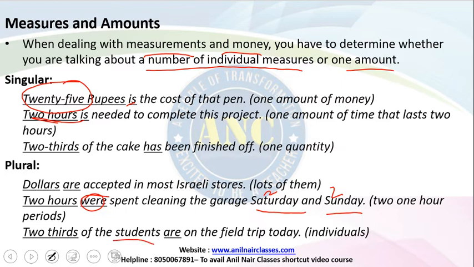Two-thirds of the students, plural, right? That means each individual member. Hence, the verb is in its plural form. Two-thirds of the students are on the field trip today.